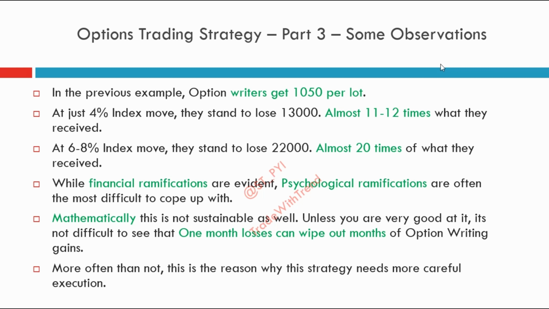So continuing with the previous example, like I showed you, you stand to lose 11 to 12 times and 20 times. The point that I was trying to make is that mathematically this strategy is not sustainable. And one month's losses will actually wipe out months of option writing gains, unless you are lucky enough to miss out on that one month when this is going to happen. But like we say, trading is all about discipline. It is all about following a process day on day. So it is quite unlikely that you are going to get so lucky that in that particular month when things go against you, you would be out of the market.